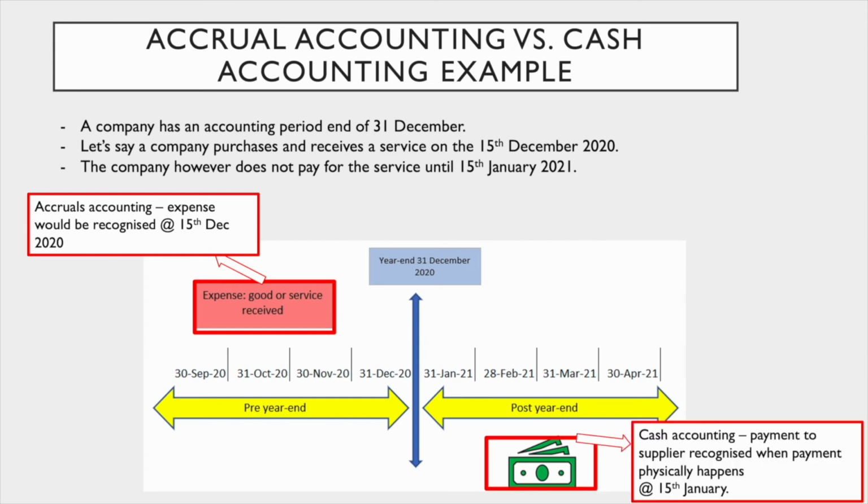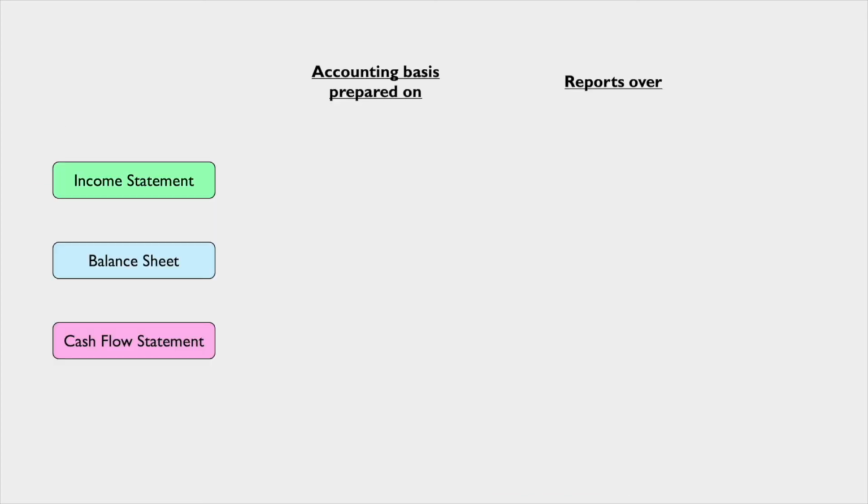Under a cash basis of accounting, as we said, cash accounting recognises cash as and when it physically moves in or out of the business. So in this case, the cash impact didn't happen until the 15th of January. So under a cash basis of accounting, that's when it would be recognised. So that's just an illustrative example. Hopefully you found that useful.